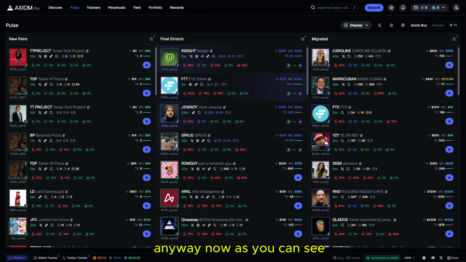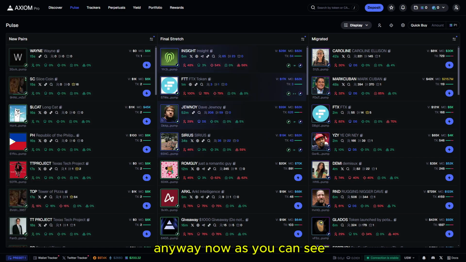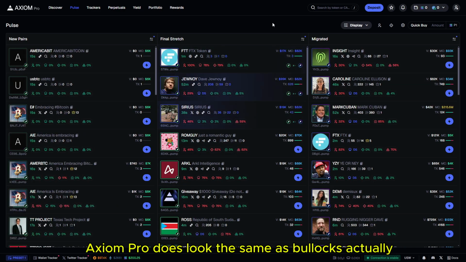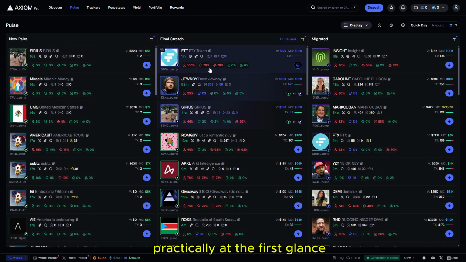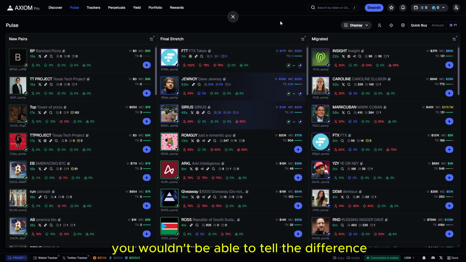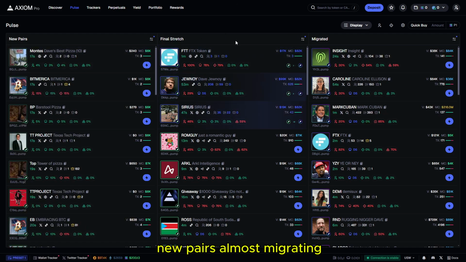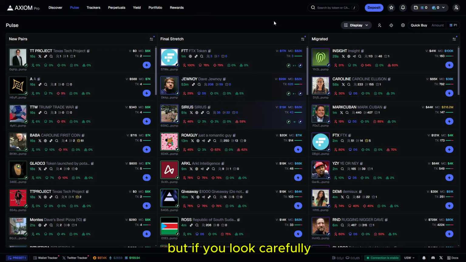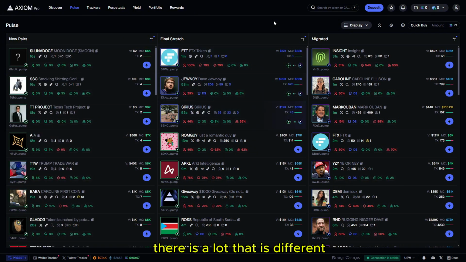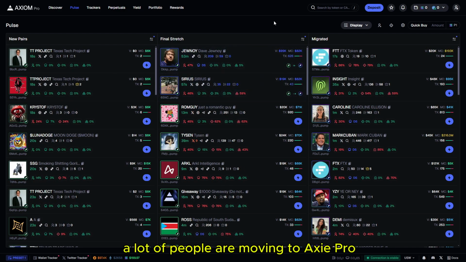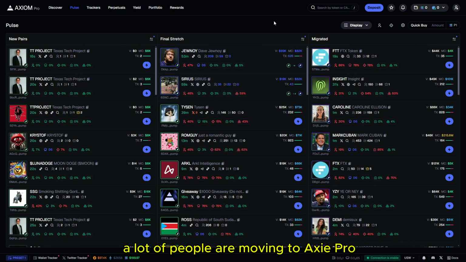Anyway, as you can see, Axiom Pro does look the same as Bullex. Practically at first glance, you wouldn't be able to tell the difference. New pairs, almost migrating, and then you've got the migrated, right? But if you look carefully, there is a lot that is different. There's a reason why a lot of people are moving to Axiom Pro.